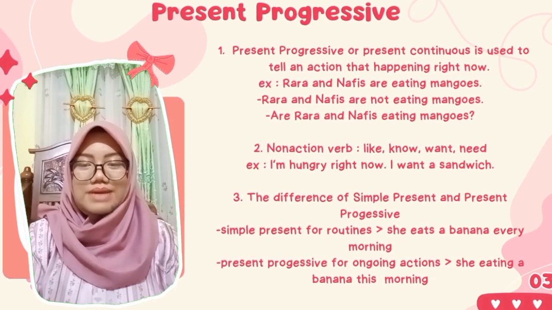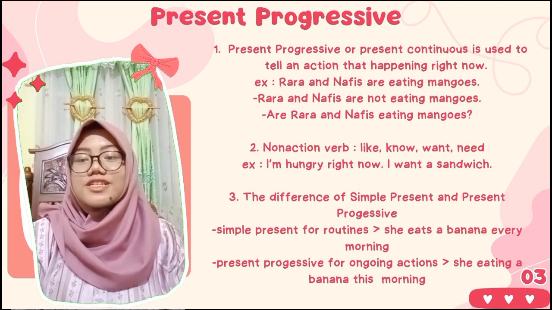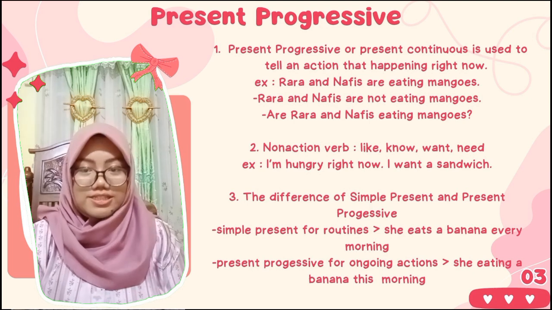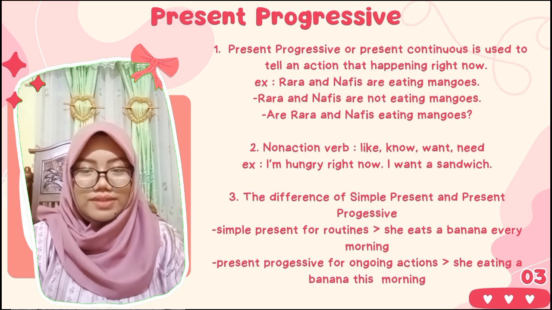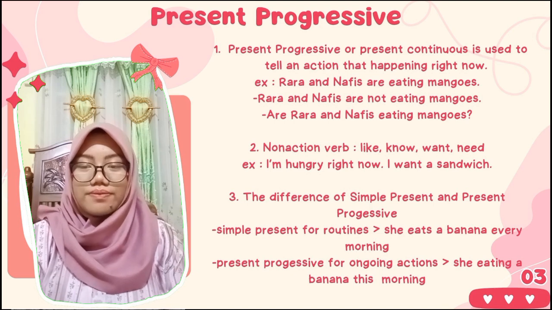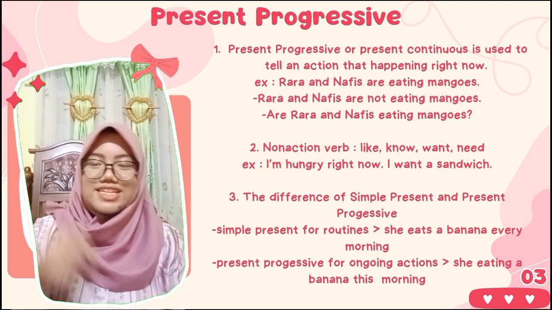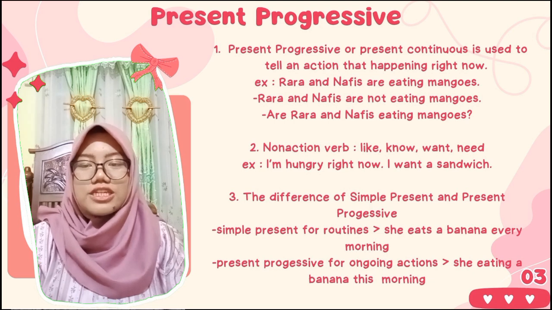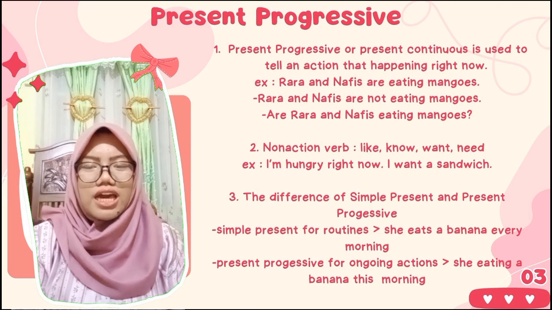And chapter 3 is about present progressive. Present progressive, or we usually call it present continuous, is used to tell an action that's happening right now. For example, Rara and Nafis are eating mangoes. Negative form, Rara and Nafis are not eating mangoes. Interrogative form, are Rara and Nafis eating mangoes? Like with the rising intonation at the end. And present progressive cannot be used with non-action verbs, like know, want, need. For example, I am hungry right now.